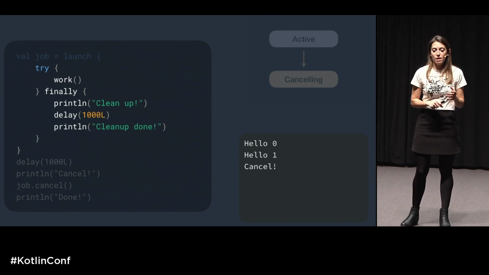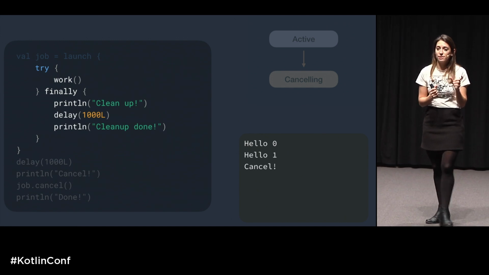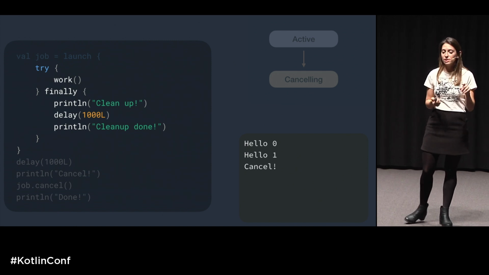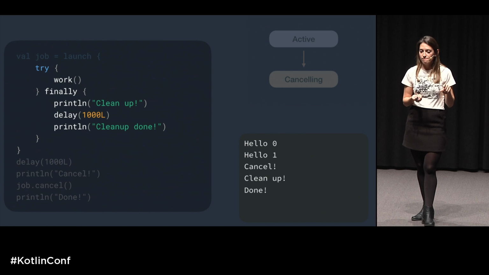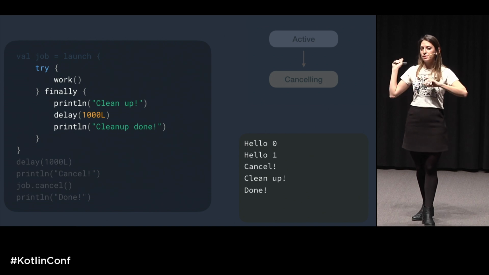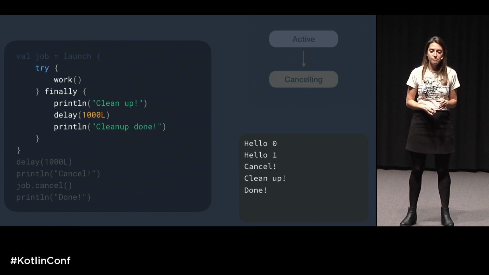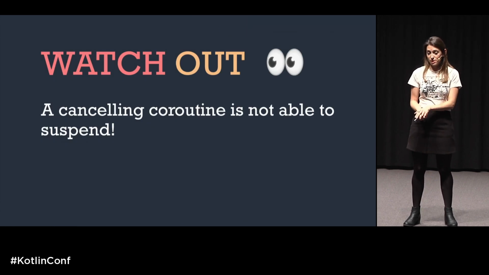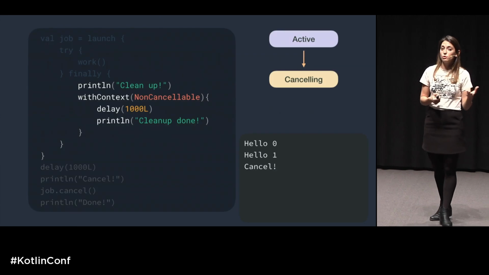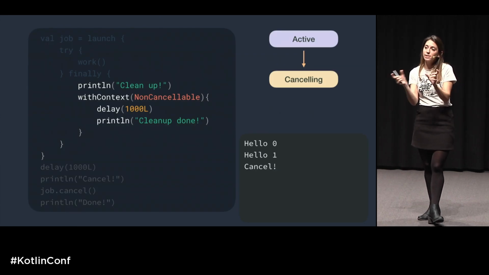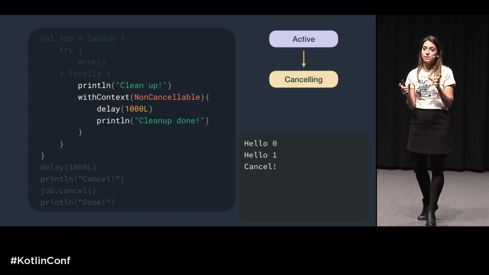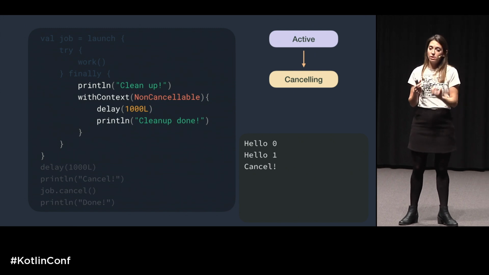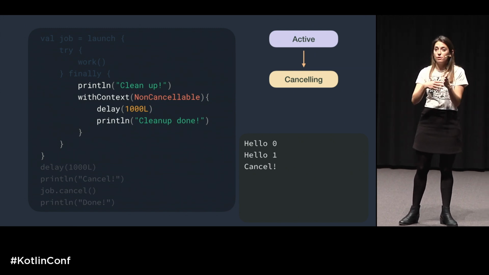But I told you before that suspending functions are cancelable in coroutines. So this means that if we're calling delay, actually nothing happens. That cleanup done isn't called. So this is because a canceled coroutine is not able to suspend. But if you do want to do some work that requires calling a suspend function, once the coroutine was canceled, you need to use withContext(NonCancellable), and there put your logic.